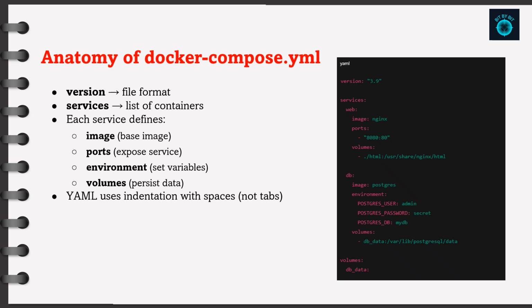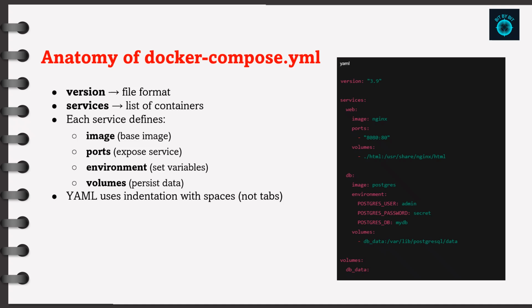The second service is db, which uses the Postgres image. Under environment, we set 3 variables: POSTGRES_USER equals admin, POSTGRES_PASSWORD equals secret, and POSTGRES_DB equals mydb. These set up the database user, password, and default database. Then we add a volume, db_data:/var/lib/postgresql/data. This stores the database files outside the container so they don't get lost. Finally, at the bottom of the file, we define volumes. Here we declare db_data, which is the named volume we used in the database service.